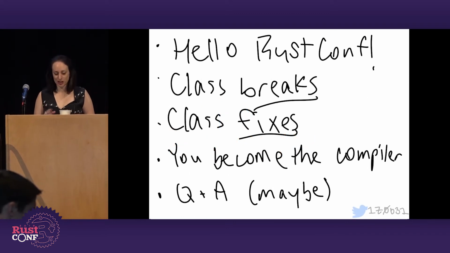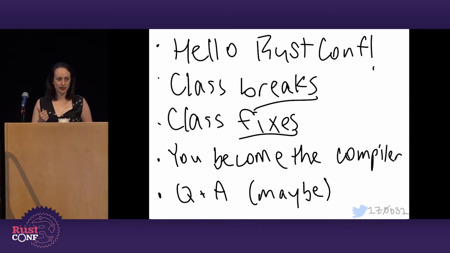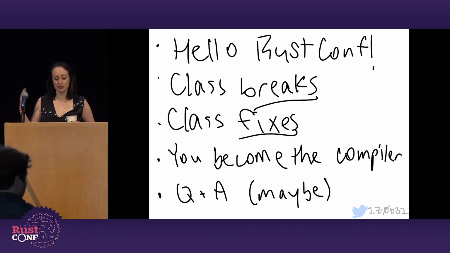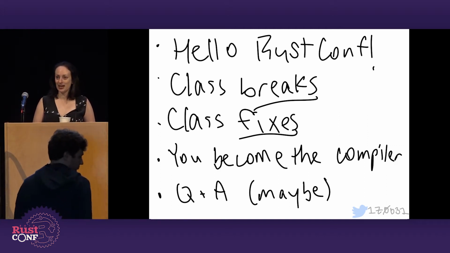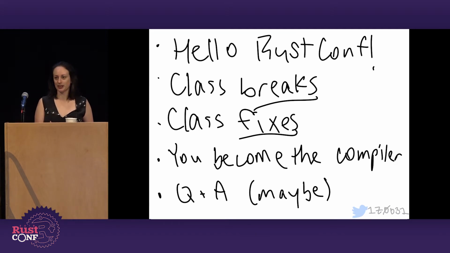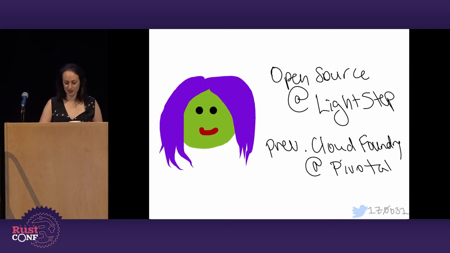So, quick mini agenda, basically just intro. Then I'm going to talk about class breaks and how we can invert that concept and use it to think about things in terms of class fixes, and then how that can help you to become the compiler, either when you are writing Rust or also when you are not writing Rust. And then maybe a quick Q&A at the end. You can definitely come find me afterwards. I'll stick around and I'll be here all day and so on. More than happy to talk about this.